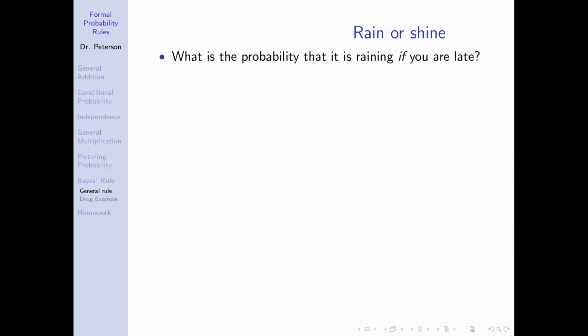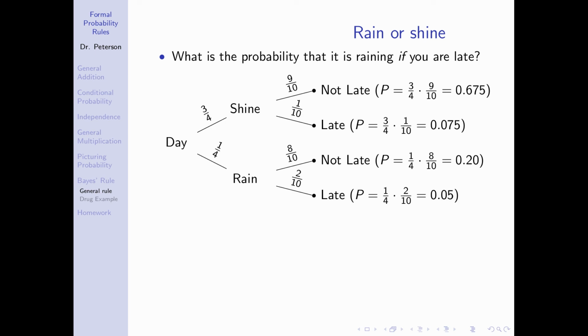Let's return to our example about rain and being late. Here's the diagram we created in the tree diagram section. What we want to know now is what is the probability of it raining outside if you are late. Note that this is the opposite of the conditional probabilities we have listed right now. This is something we can, in principle, calculate.